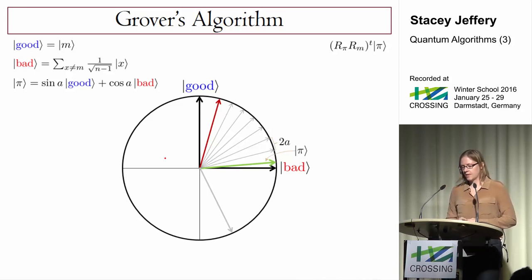Okay, so finally, in this state, if we were to measure, we would measure m with high probability, and that's what we want. So our entire goal is to move our current state away from bad and towards good. And I'm showing you that every time you apply the pair of reflections, R sub m followed by R sub pi, you move closer by 2a to good. Of course, if you keep doing this, you'll rotate too far and then you'll start getting away from good again. So we want to run this just the right number of times so that we stop when we're in a state like this one, which is close to good.